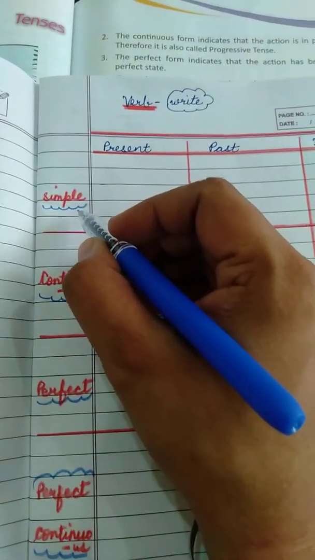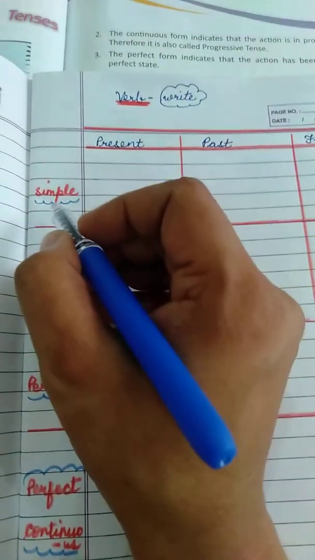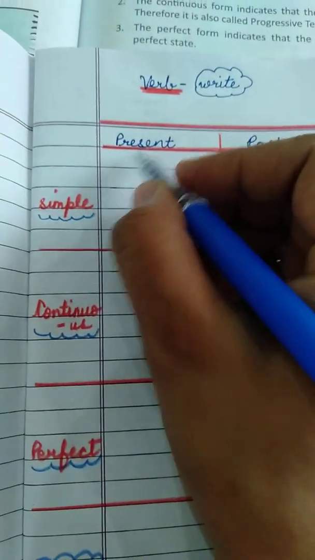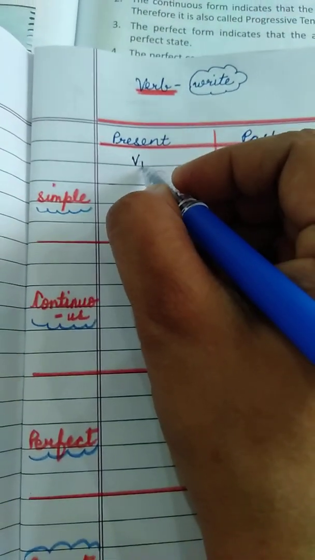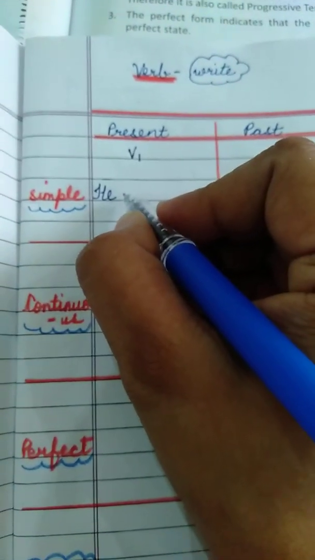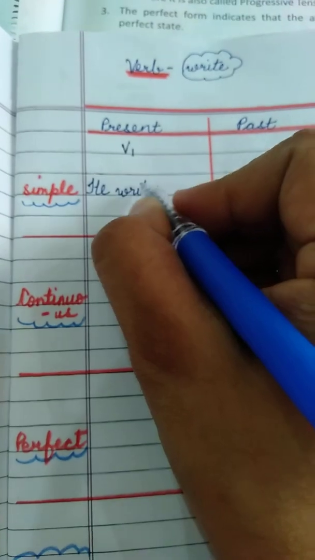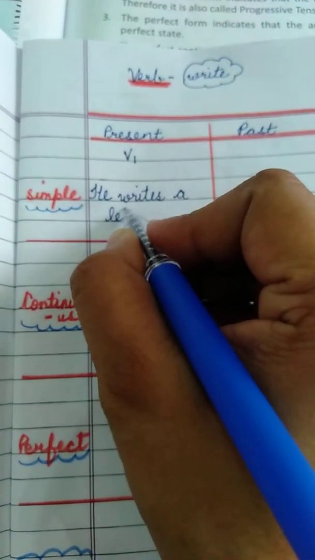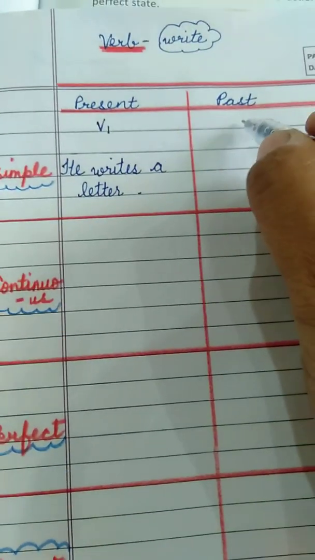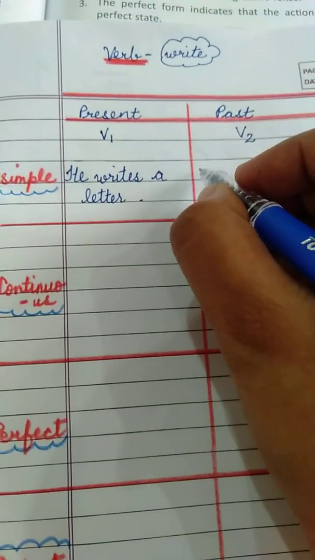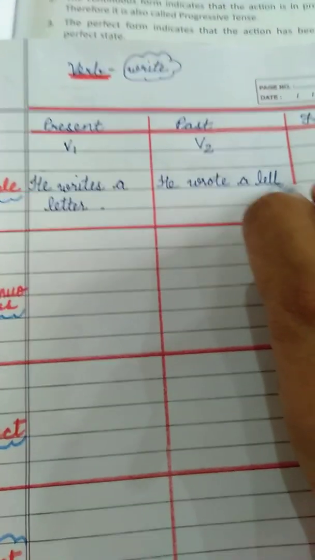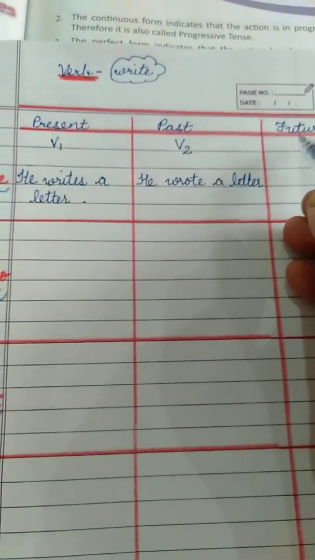So the very first one is simple. While taking the verb write, how are we going to write the simple present tense? In present simple tense, the verb's first form is going to be there. So when you are going to write a sentence with a singular subject, it's going to be: He writes a letter. The same verb write, if you are going to use for simple past tense, the second form of the verb will be there. This is going to be: He wrote a letter.